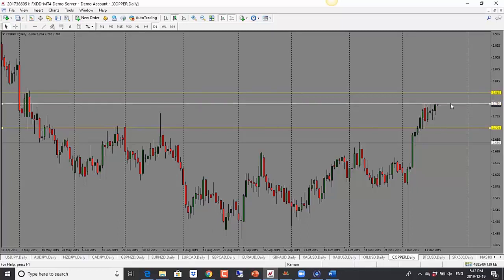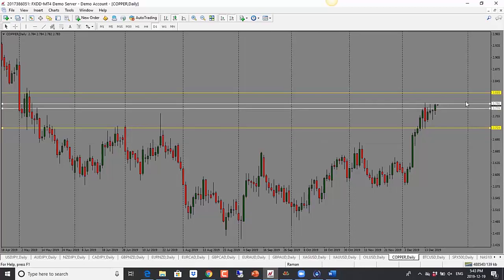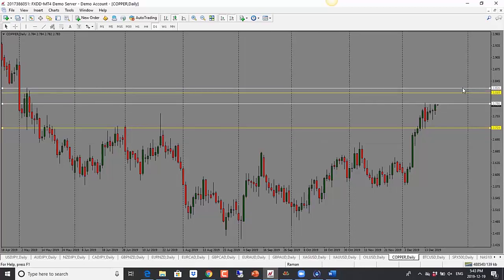It is into resistance here, but it is looking bullish. So we just have to wait for it to go to the other side of 2.78. Should it hold above, we're looking for 2.81, and then potentially into 2.83. So right now, bias is bullish for copper as well.